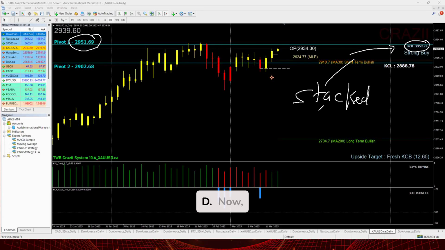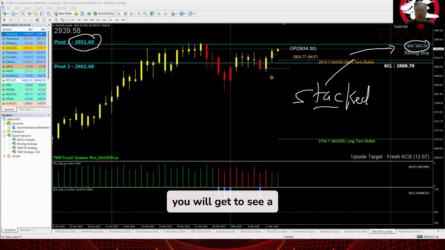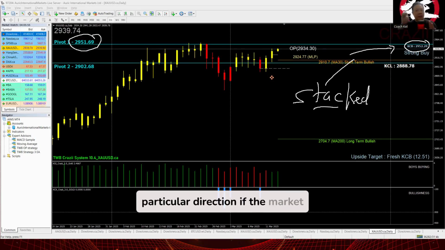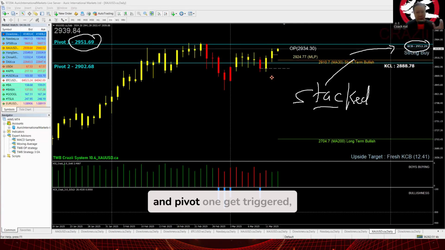Stacked. Now, stack means that two technical points come together, and when two technical points come together, you will see a potential law of attraction. You'll go towards that particular direction if the market is going up. So in short, if the market stays above OP today, there is a 90% probability that we may see KCB and pivot one get triggered. It may happen, not 100%, it may happen.